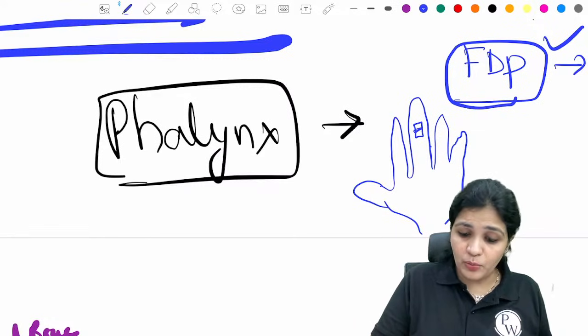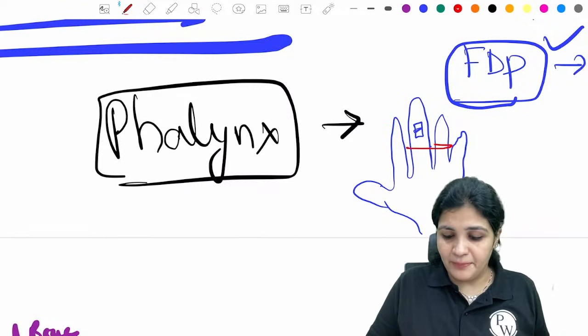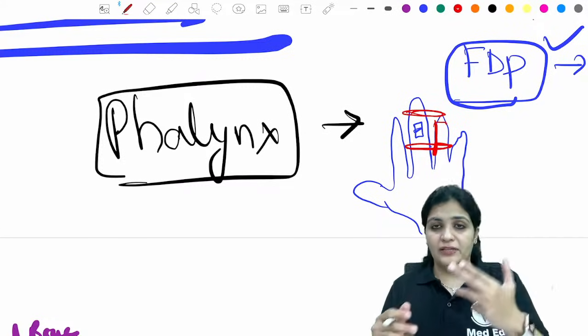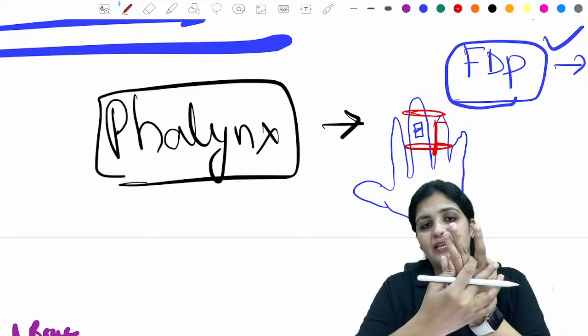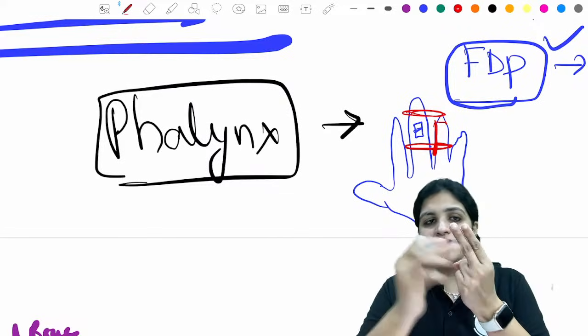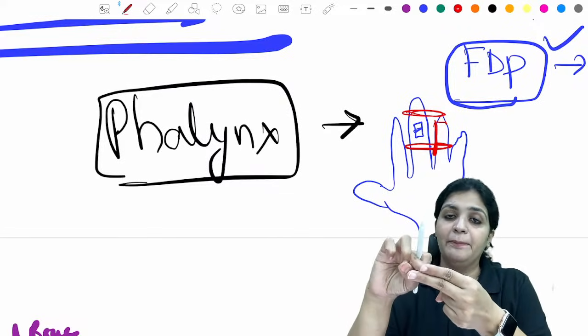So here what we do is called buddy strapping. In buddy strapping, you take the support of the other finger and you put the tape along it. If it is a middle phalanx fracture, you tape like this along with this, or like this. So these two fingers we tape. We tape at the PIP and the DIP.